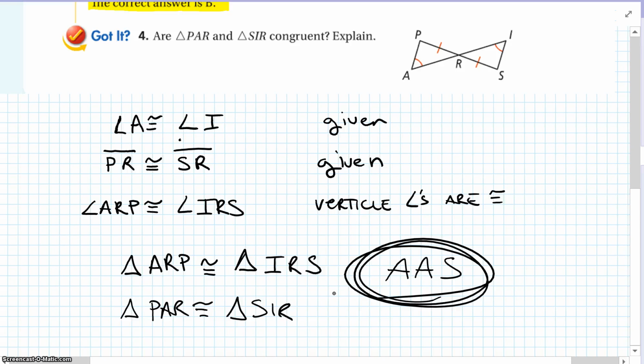Good stuff. That is it for proving triangle congruency with angle, angle, side, and angle, side, angle. So review this and then the other ones from 4-2 with side, side, side, and side, angle, side, and you'll be rolling.